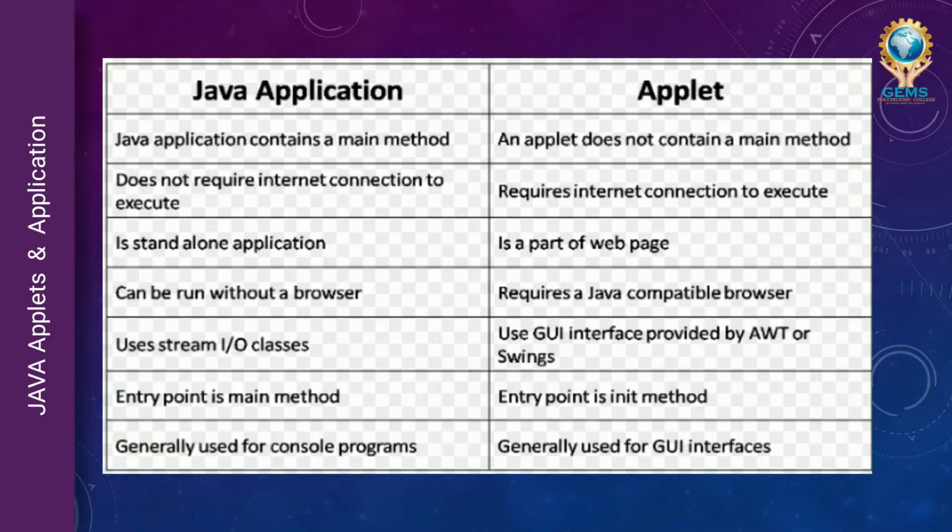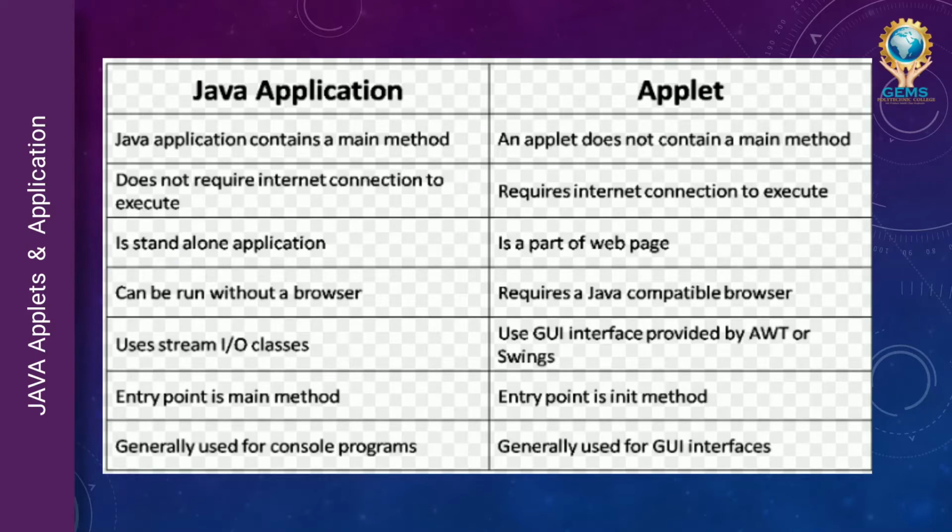An applet cannot be run without a browser. It requires a Java compatible browser. At the same time, not only internet, to run the applet you need a browser. What is a browser? Google Chrome, Firefox, Safari. These are called browsers. You need to install one while you want to run the applet. You should maintain browsers like Chrome and Mozilla Firefox. But a standalone Java application doesn't require any browser.